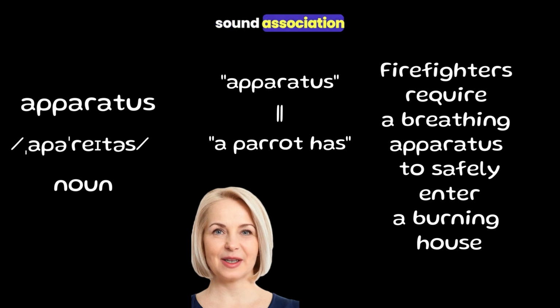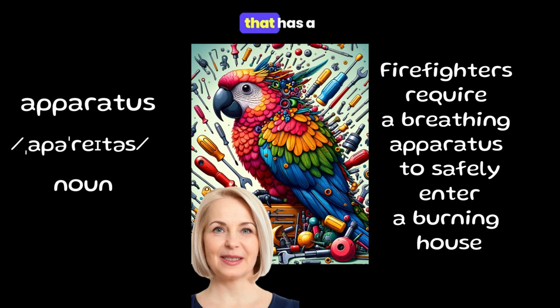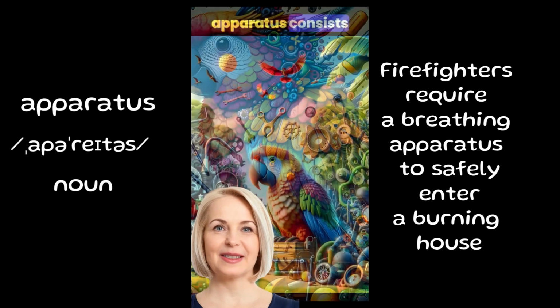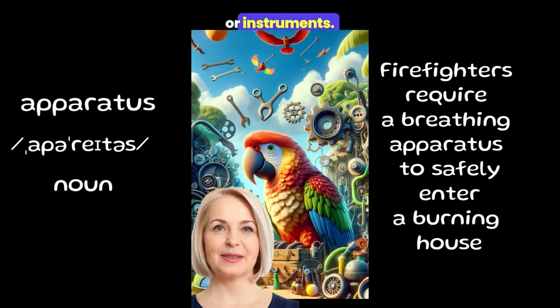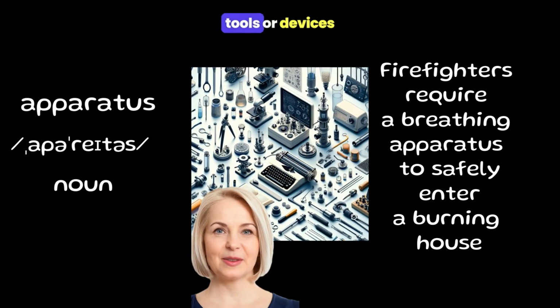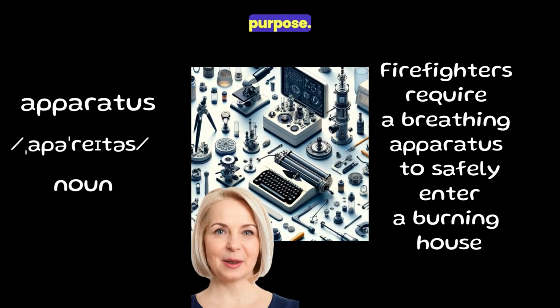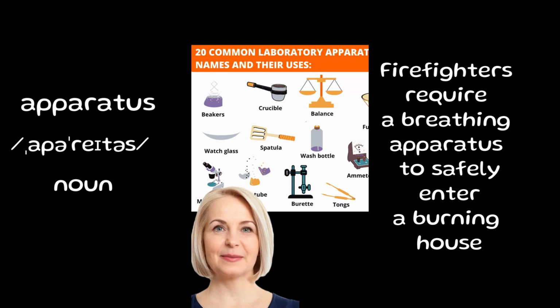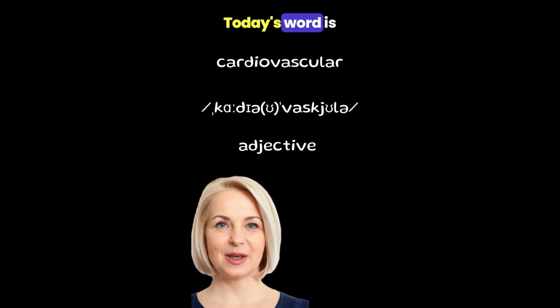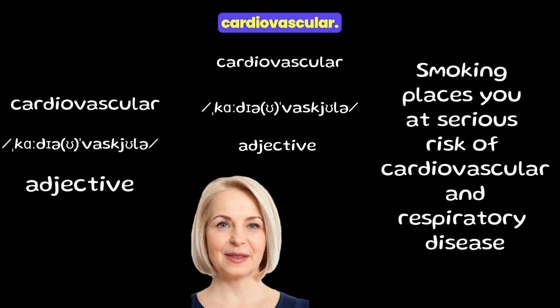We can use sound association to remember apparatus. Think of a parrot has. Imagine a parrot that has a variety of tools or gadgets, similar to how an apparatus consists of different equipment or instruments. This can help you remember that an apparatus is a collection of tools or devices used for a particular purpose. Apparatus.